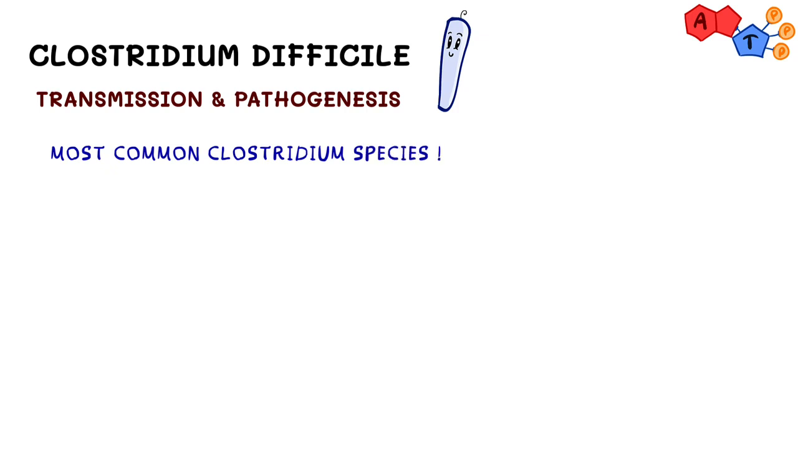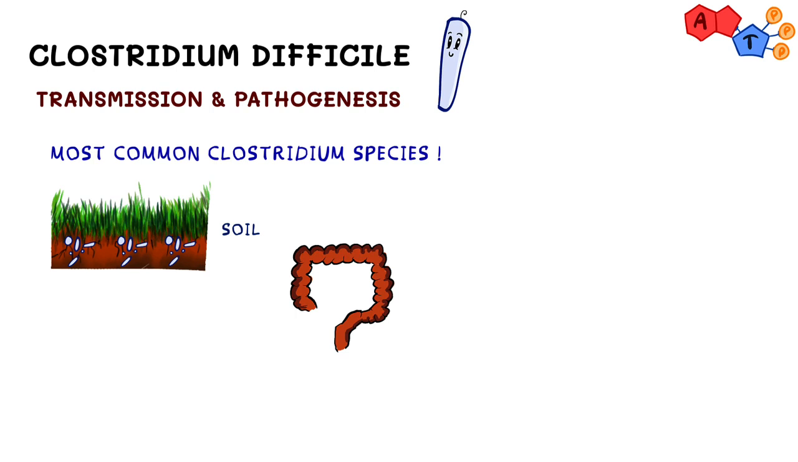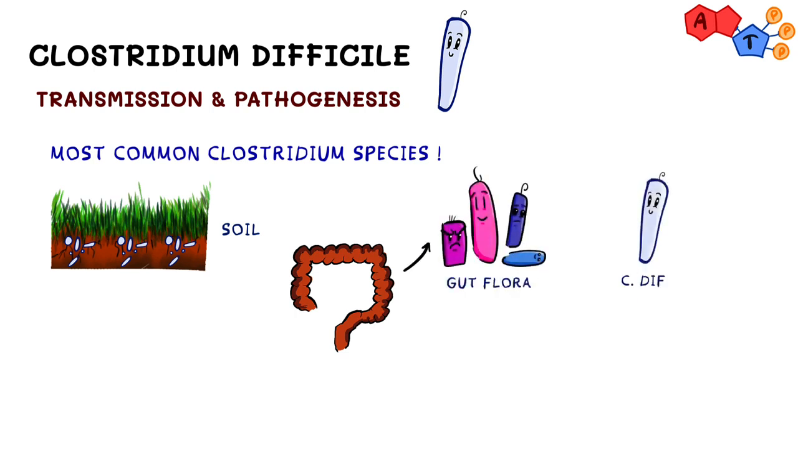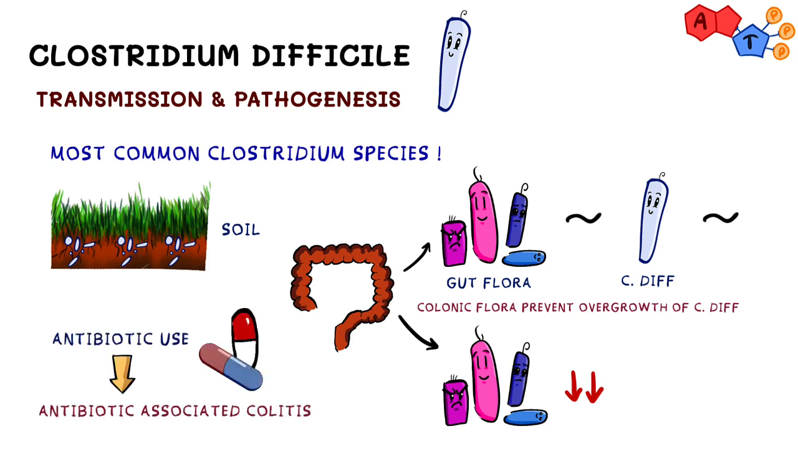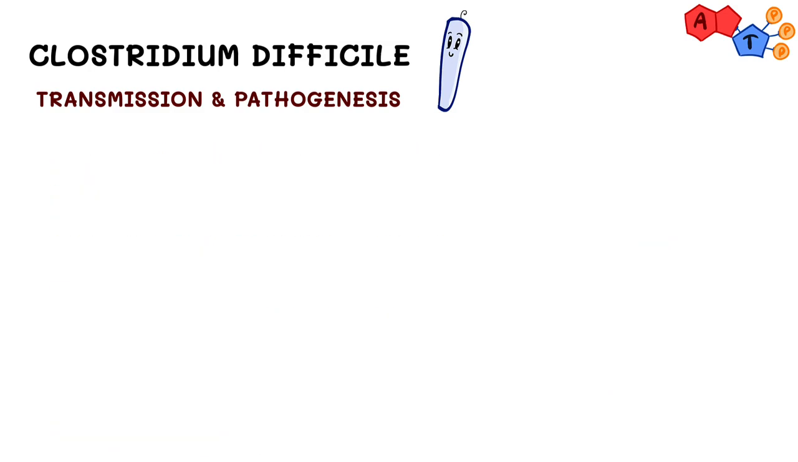Its spores are also found everywhere in nature, including soil. Ingestion of C. diff is not harmful with normal GI flora, as the colonic flora prevent overgrowth of C. diff. It is harmful in cases where the normal gut flora has been altered, such as in people taking antibiotics. It causes antibiotic-associated colitis in those people, because antibiotics alter normal gut flora, making it a favorable environment for C. diff growth. C. diff causes disease via production of toxins.